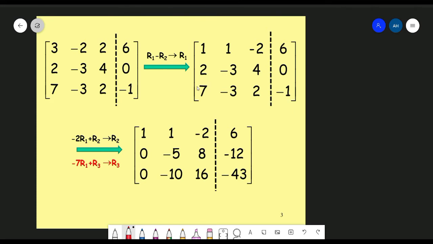Now, how to make this number 0 from 7? We want to change it to 0. So what we do is we multiply negative 7 by row number 1, and then we add with row number 3. Then we write the answer in row number 3. This operation in red color is the operation to make 7 become 0, and the rest of the numbers will change according to this formula.